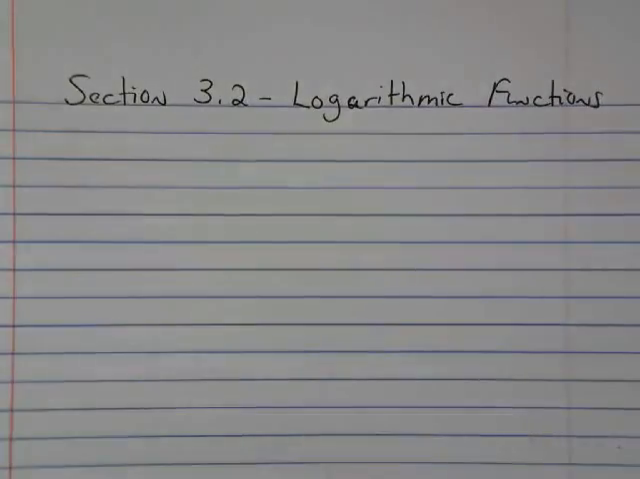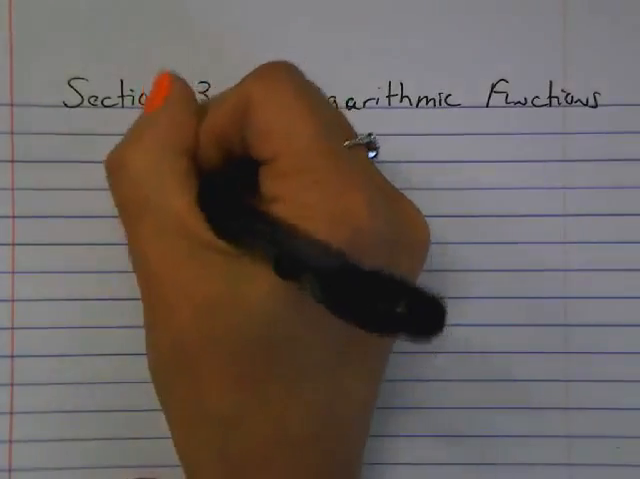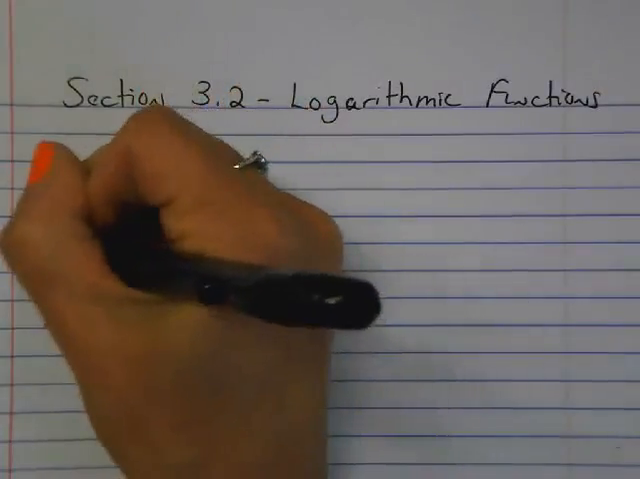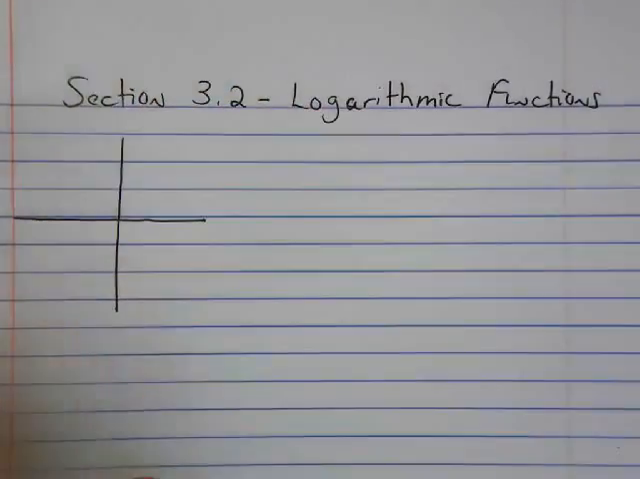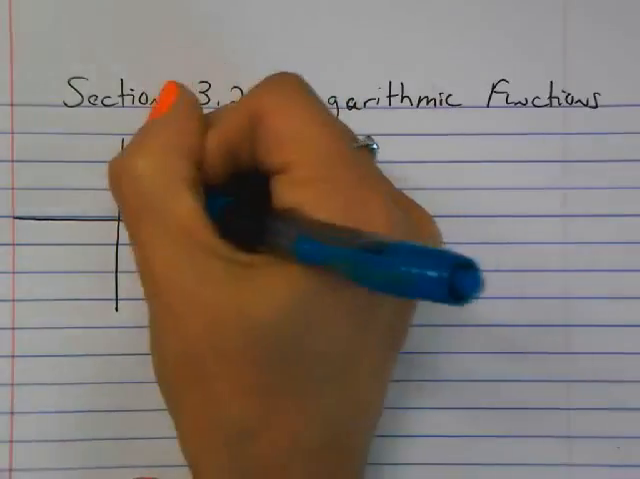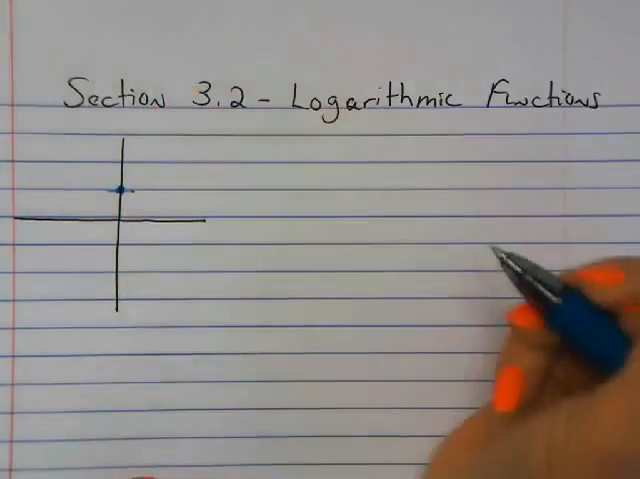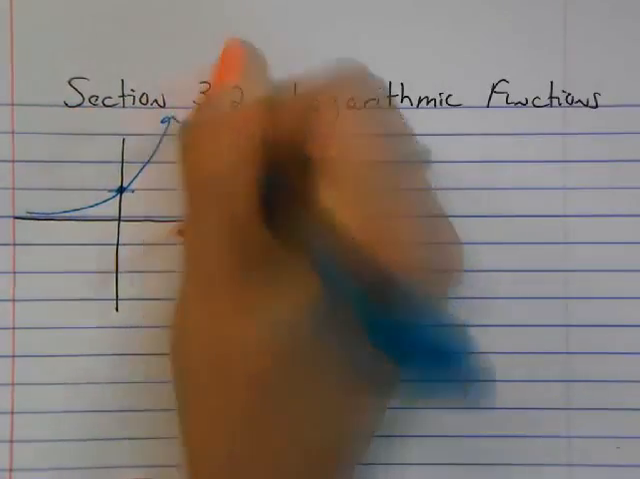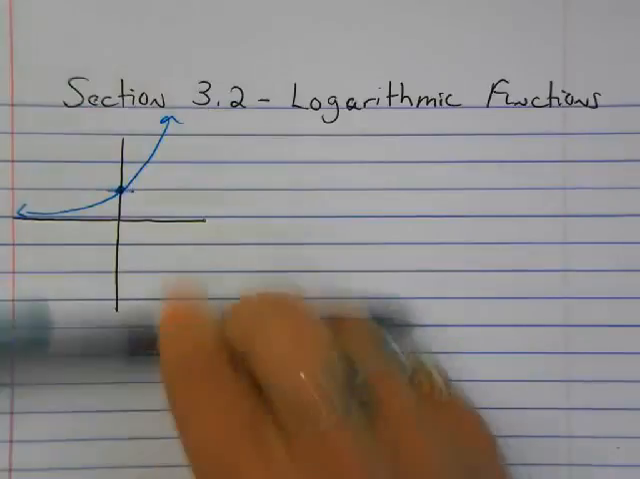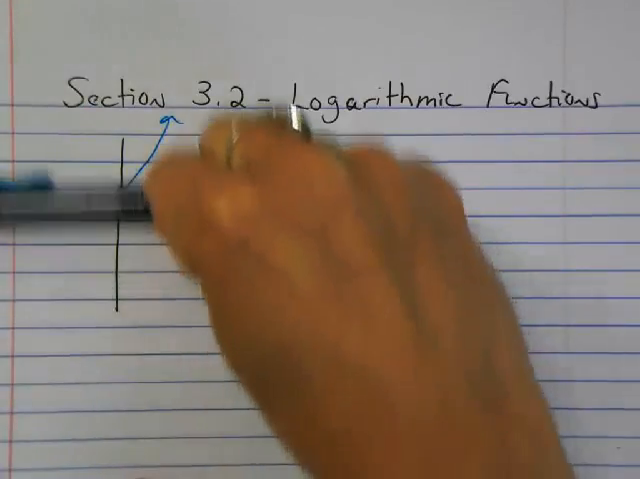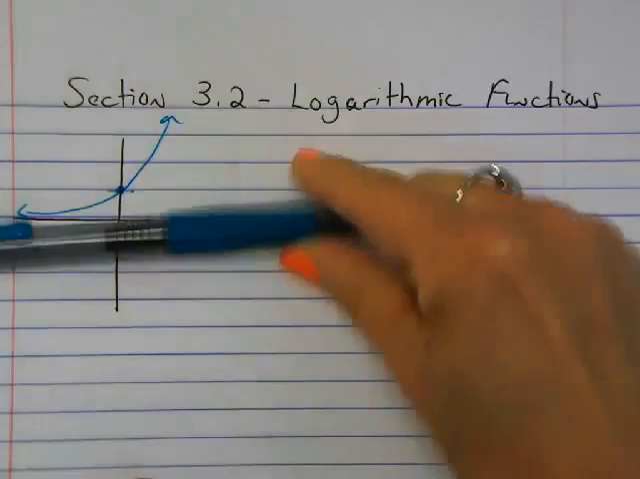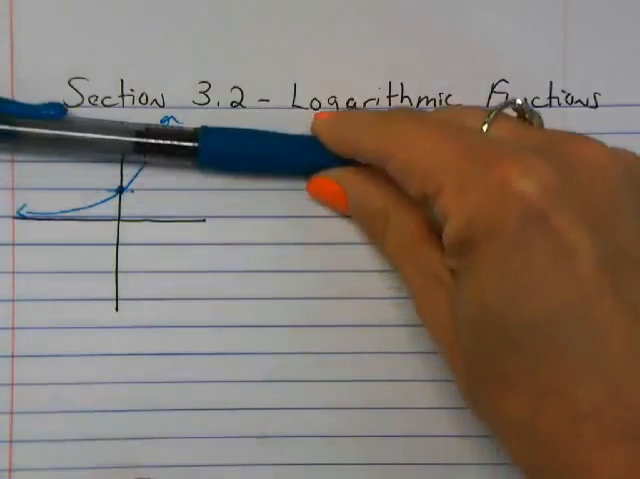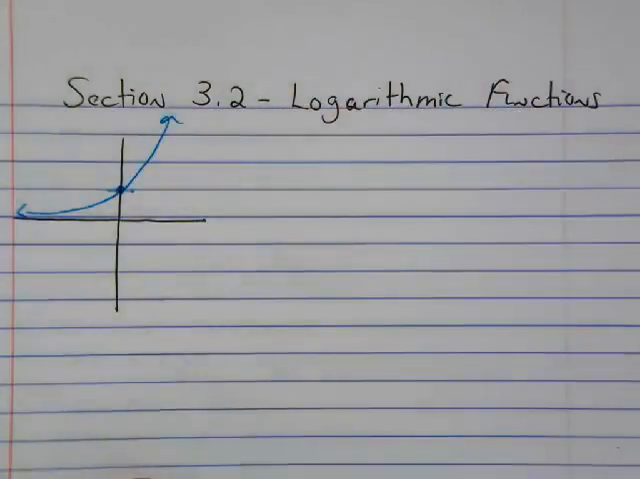Okay, so today we're going to continue Chapter 3, focusing on logarithmic functions. If you think back to yesterday, when we talked about your exponential functions, your basic exponential function crosses through that point (0, 1) and looks something like that. Since this passes the horizontal line test, it must have an inverse function.